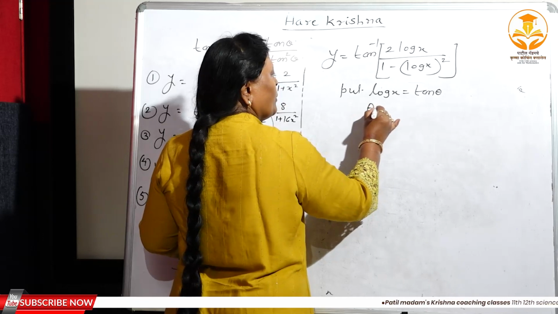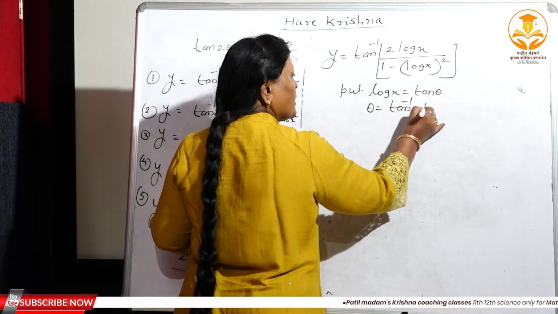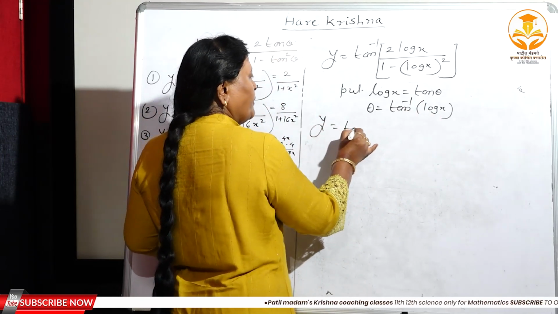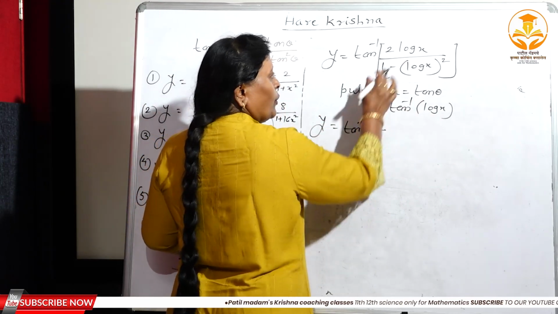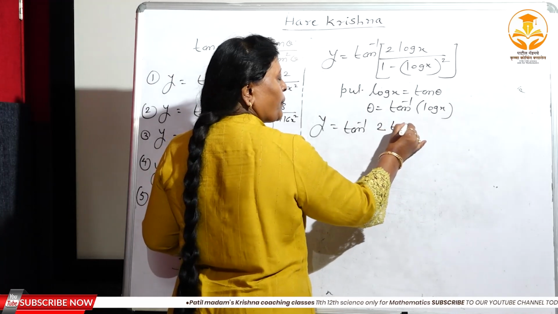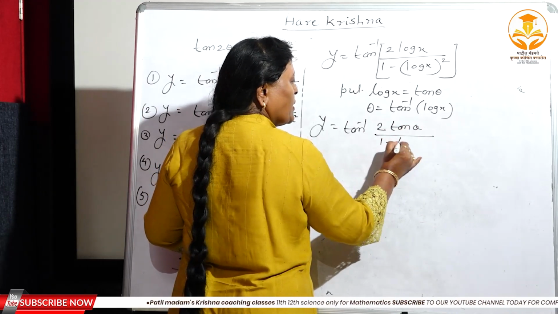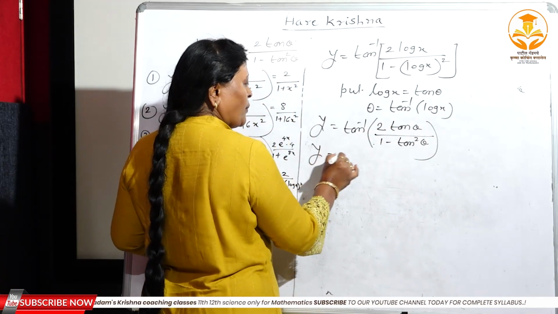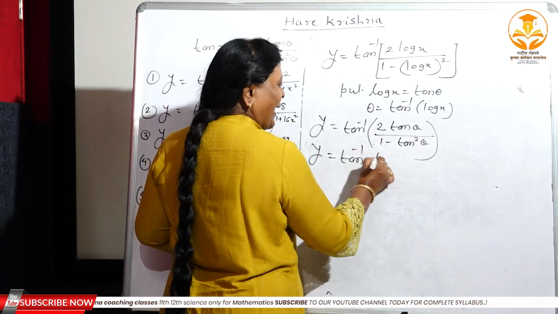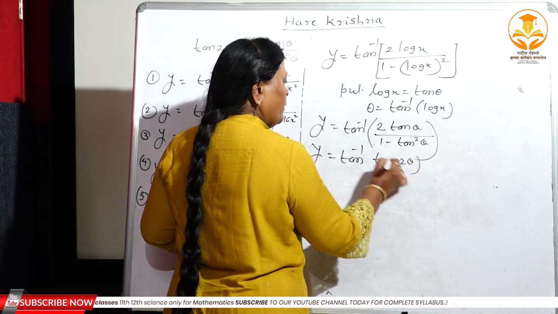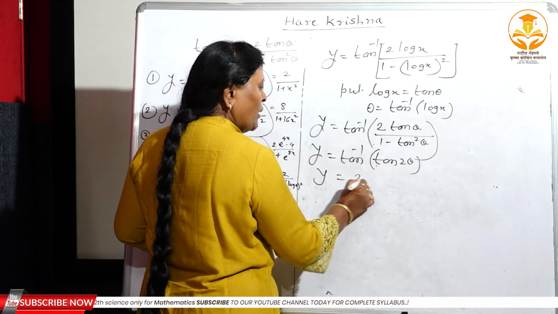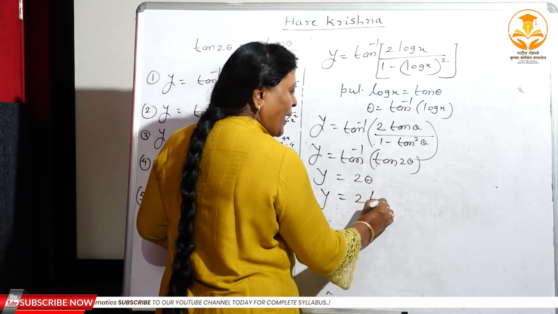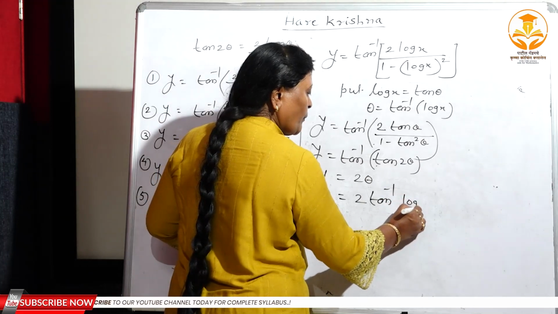Therefore, theta is equal to tan inverse of log x, right? Now here again, y is equal to tan inverse of 2 log x, which means tan theta... y equals tan inverse of 2 tan theta divided by 1 minus tan square theta, right? Now, this is the formula of what? Tan 2 theta. Again, tan inverse tan get cancelled. What remains? 2 theta. Again 2, what is theta? Tan inverse of log x.